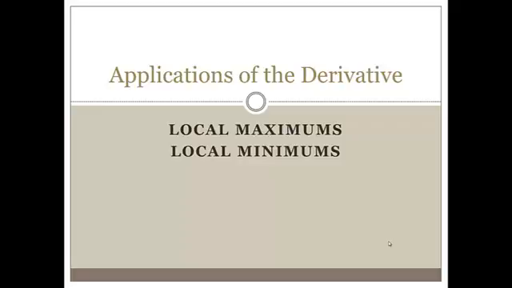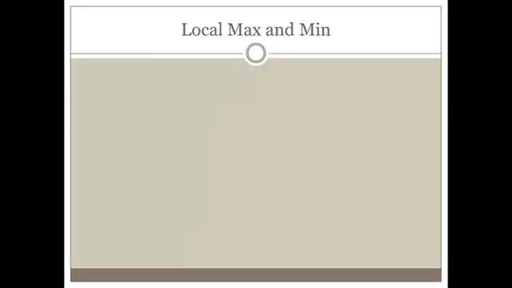We will begin looking at applications of the derivative, first by finding local maximums and local minimums. That is, where our function is the largest and where our function is the smallest. Let's remind ourselves of a few things we know about the derivative.